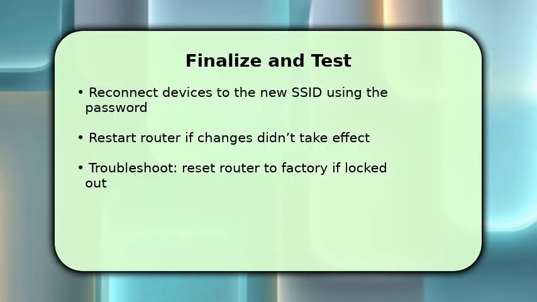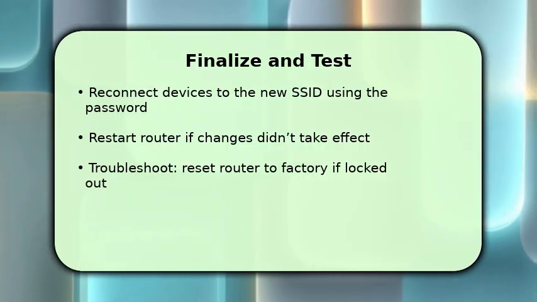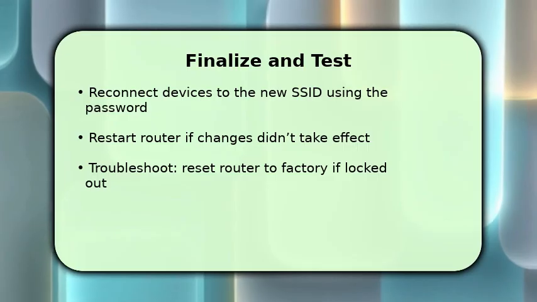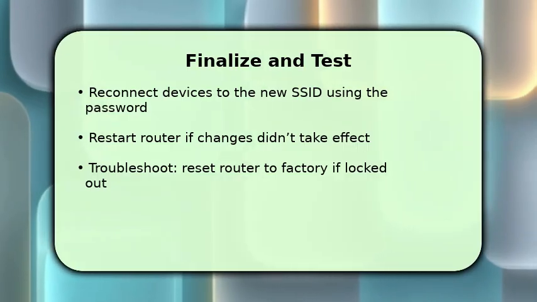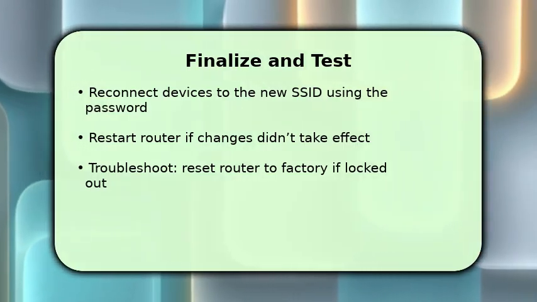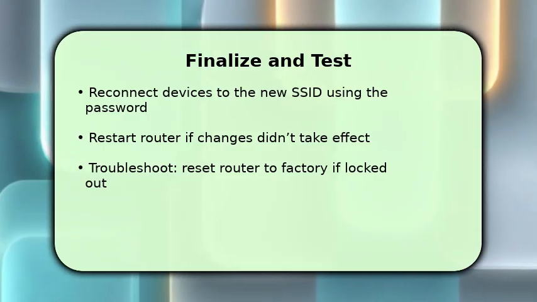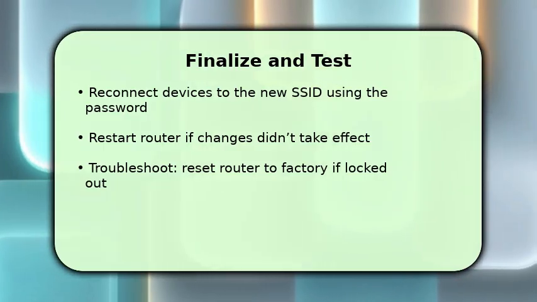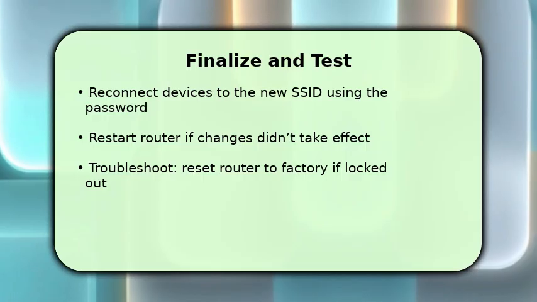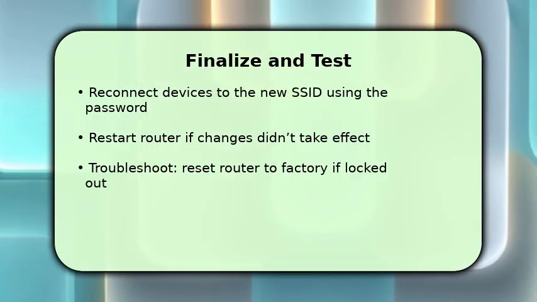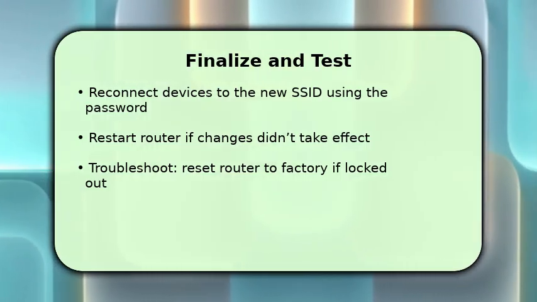If the name didn't change, reboot the gateway and try again. Sometimes settings need a restart to apply. If you can't access the router or are locked out after changes, perform a factory reset only as a last resort. This wipes custom settings, so have account PIN and ISP credentials ready before you reset.